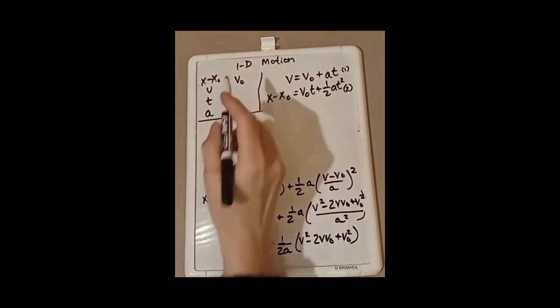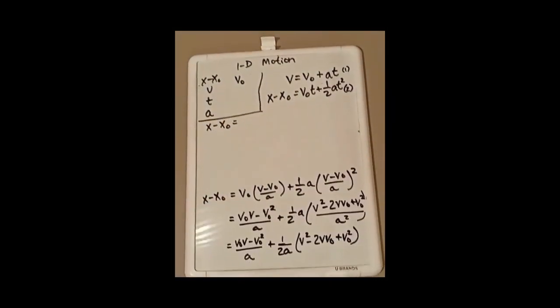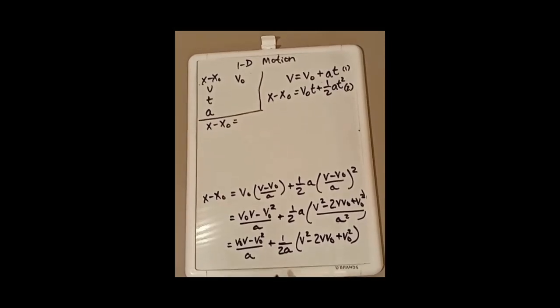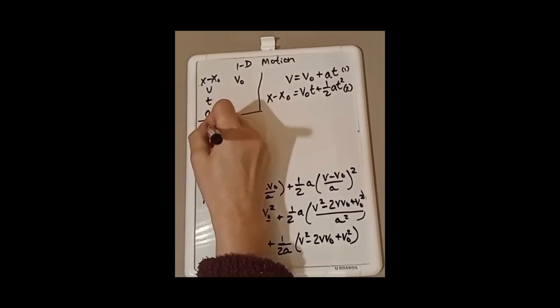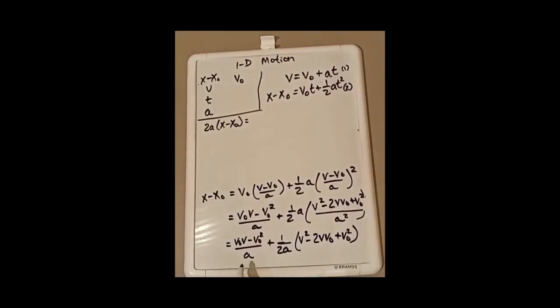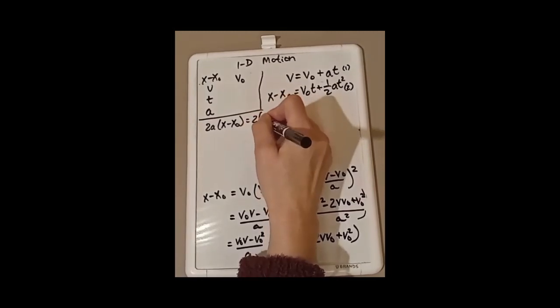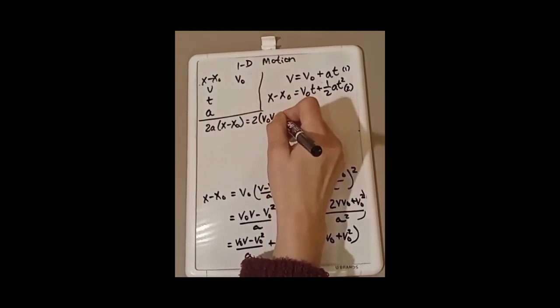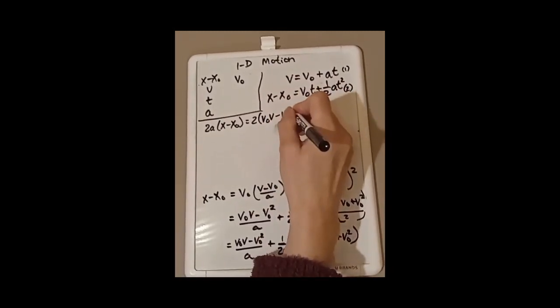Alright, so continuing our solving here, we've got x minus x naught. Now I'm going to multiply both sides by 2a, so I can get rid of this 2a down here and this a. So 2a times x minus x naught. The 2a times our first quantity gets rid of the a, so then we have 2 times v naught v minus v naught squared.